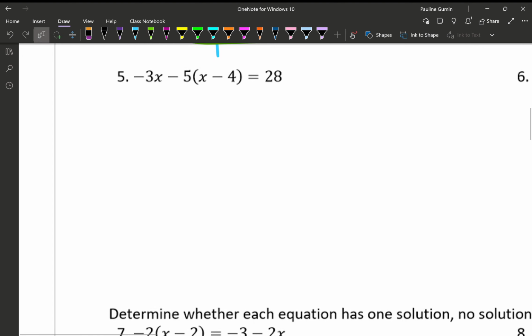Let's take a look at number 5. Now, number 5, I noticed the special part about it is that it has parentheses. What the parentheses are telling us to do is to distribute. We're going to distribute this negative 5 to the x and to the negative 4.